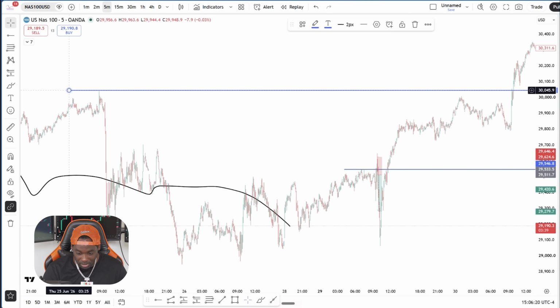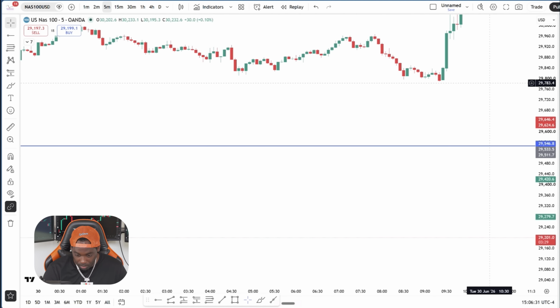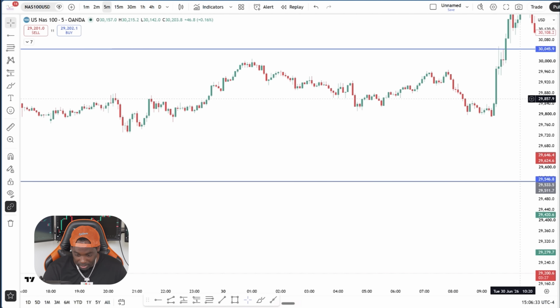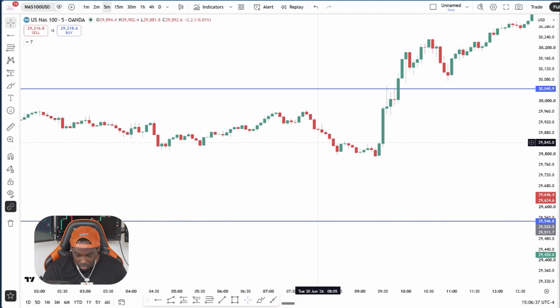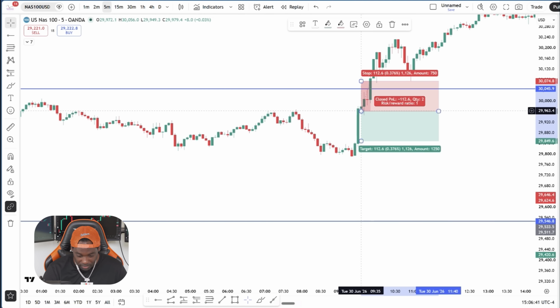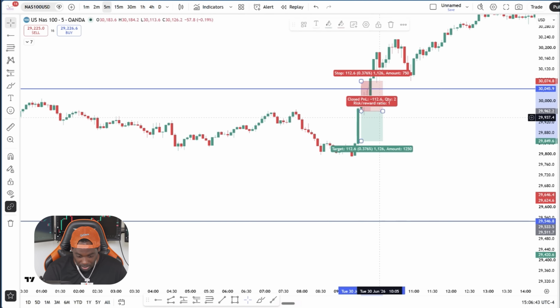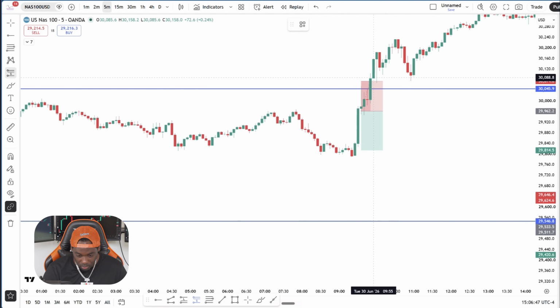So I'm literally looking for shorts. Okay, so we came here and we are at resistance right here, guys. And basically I took a short. Okay, took a short right here, and let me show you that real quick. I believe this is the first one right here, and this was a loser. And then the second one, this was a loser too.